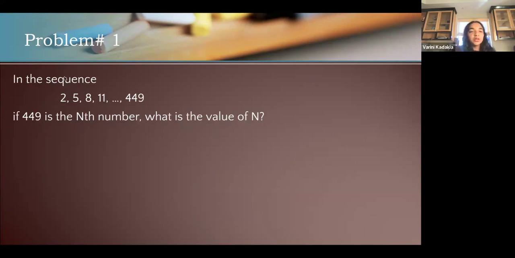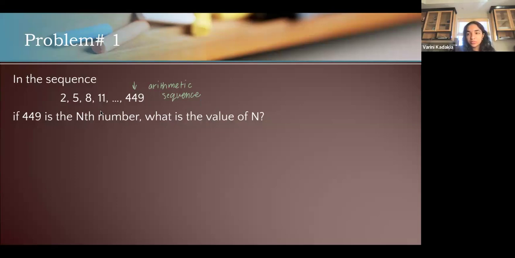Okay, so why don't you guys try this problem? So you have the sequence. I'm gonna give you a hint. It is an arithmetic sequence. So what do you think the term number of 449 is? Does everyone understand the question?